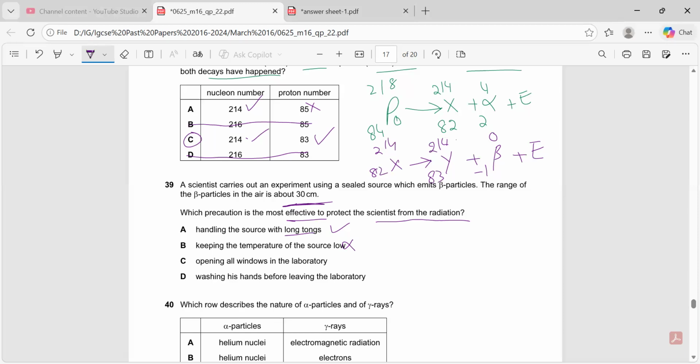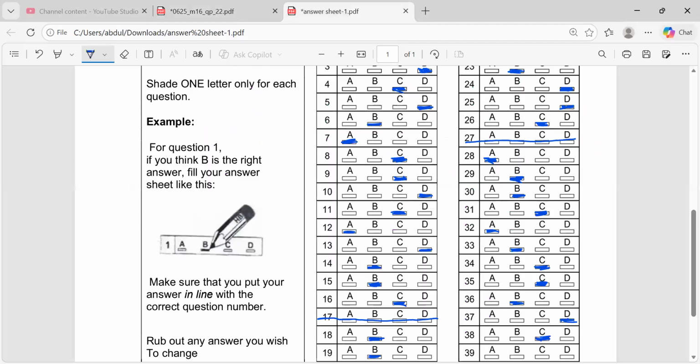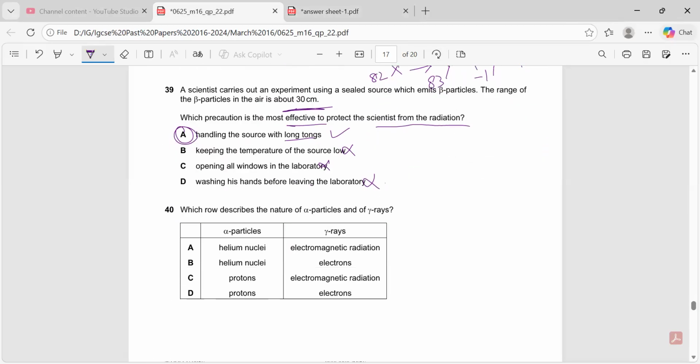Opening all the windows in the laboratory, not washing hands before leaving the laboratory, no. So the only correct answer in this case is what? Handling the source with long tongs. So the answer for 39 is A. Then, dear friends, 40.